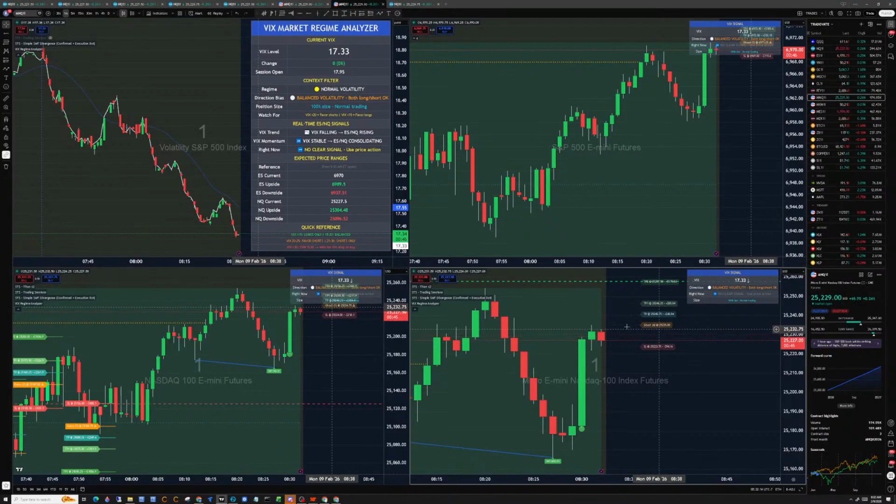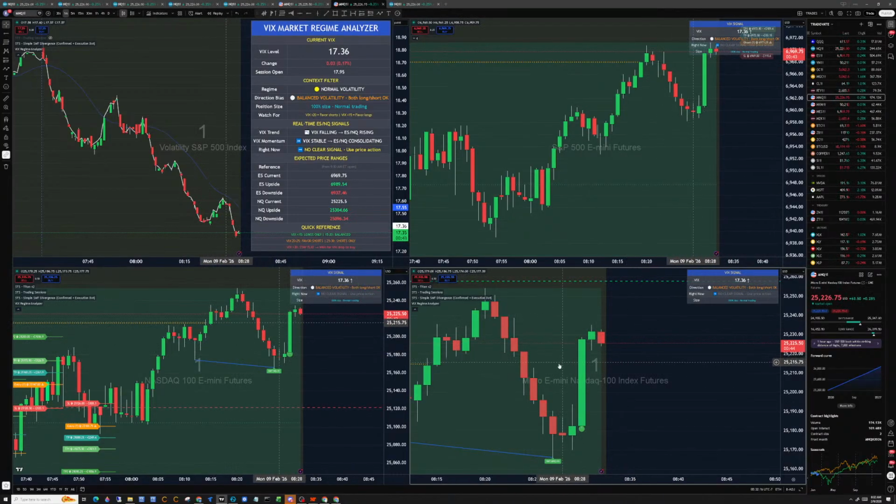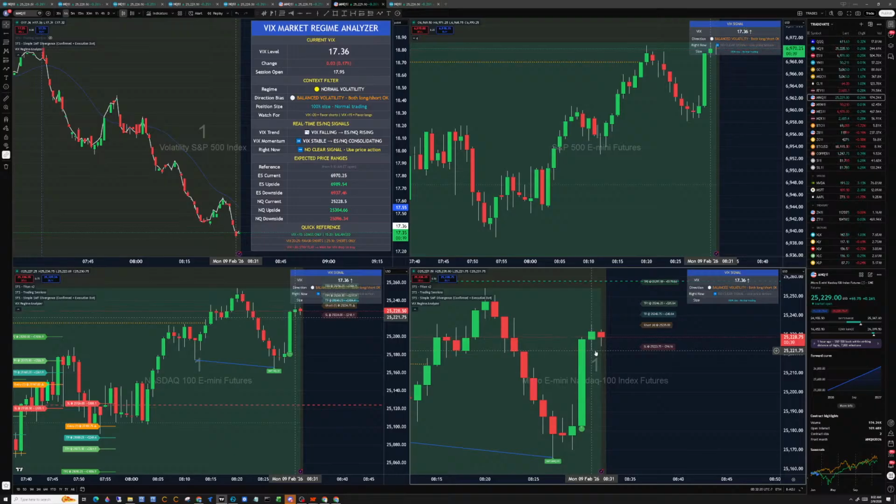It is trying to set up a Titan right here. A little up high, but we'll see if it comes through or not.